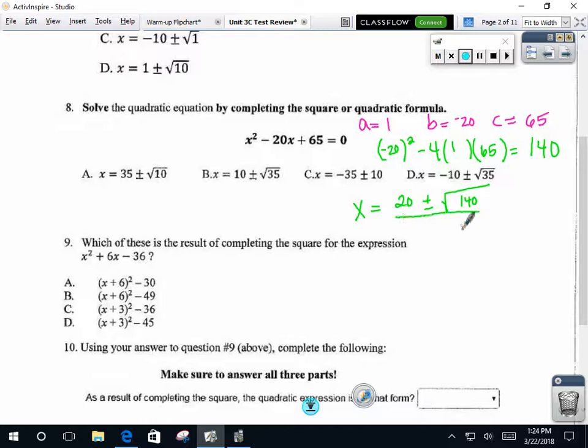Divided by 2 times A, and what is your A value? Your A value is 1. So when you multiply it by 2, you get 2. Now from here, what should you do? Right, you should type it in the calculator. Since it's a fraction, you'll start by doing alpha y equals n over d. You'll type in the 20 plus the square root of 140 over 2 first. Then the second time, you'll type in 20 minus the square root of 140 over 2. I am assuming that everybody in here knows how to type this in. If you don't, you better lean over to your neighbor and ask for help, and if they can't help you, come up here.